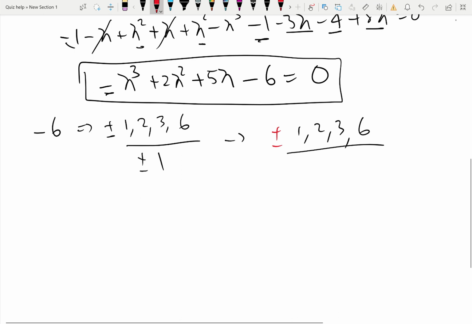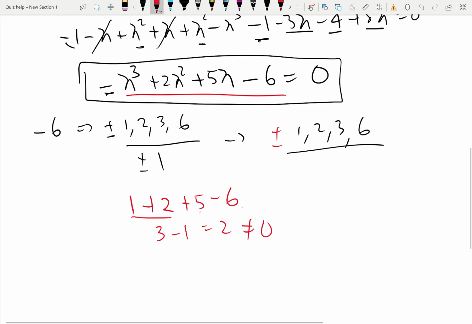Let's try 1. Let's substitute 1 here. 1 cubed is 1, plus 2 times 1 is 2, plus 5 minus 6. 1 plus 2 is 3, 3 minus 5 minus 6 is minus 1, 3 minus 1 is 2. 2 is not 0, so 1 is not a root. So we have to be careful. Oh, wait a minute, I think I made a mistake. This is minus lambda cubed. So let's do it again.